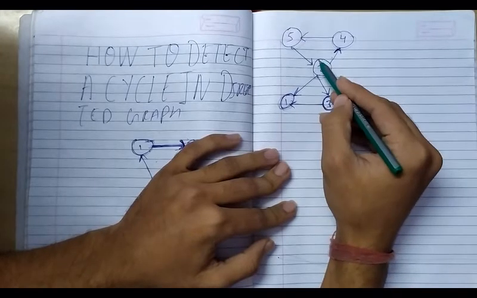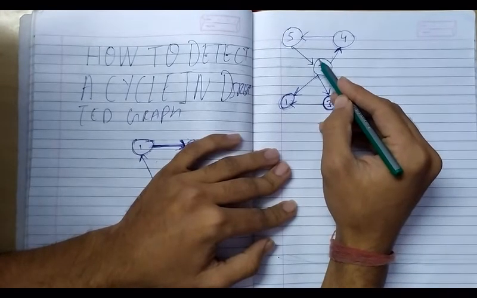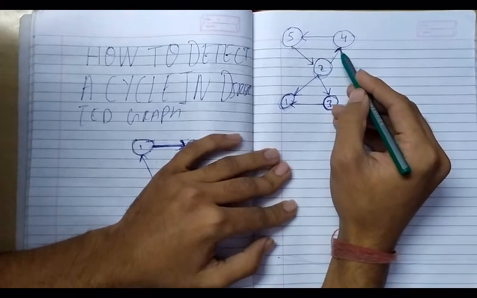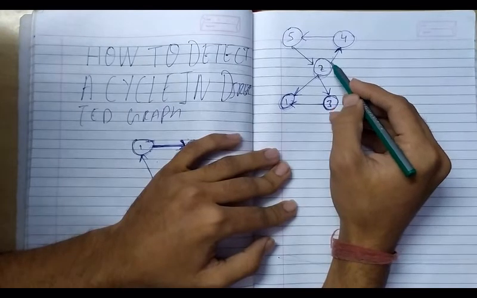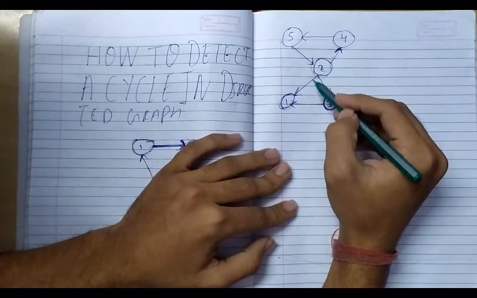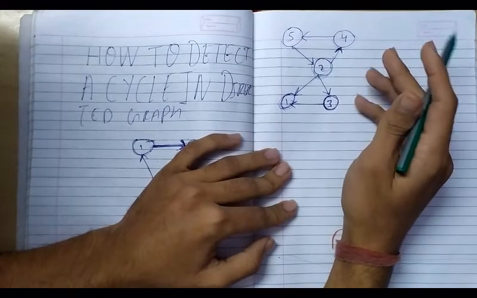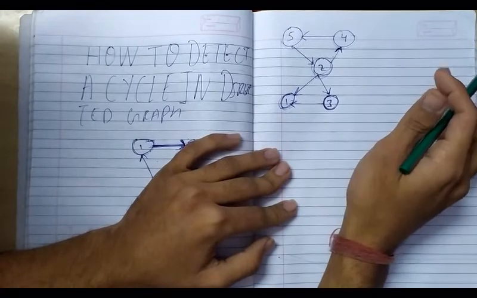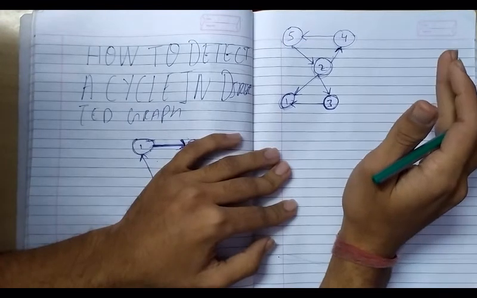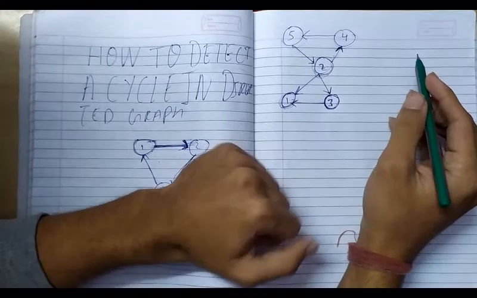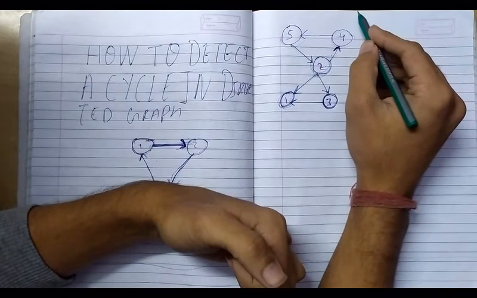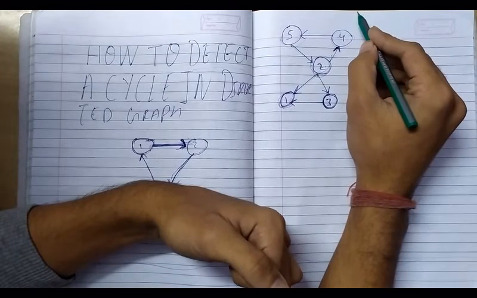Then we will go to 2 and check whether a cycle exists. In our example, a cycle exists with respect to 2, so it will return true, and our function also returns true. We will come out of our function and print that there exists a cycle in our directed graph. So let me tell you the algorithm we will be using to detect a cycle in a directed graph.